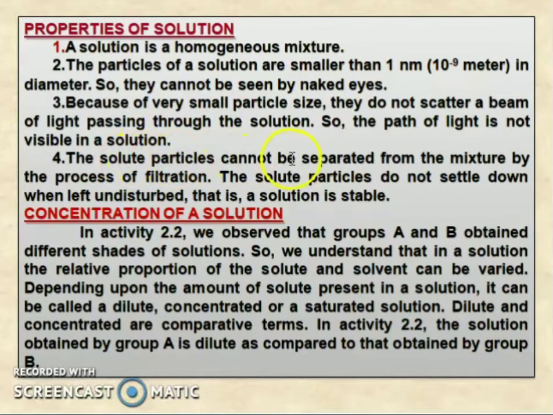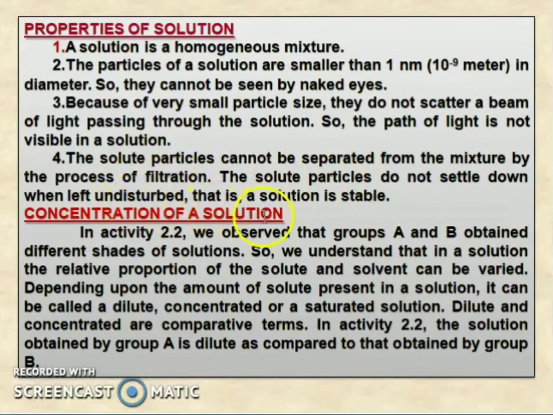The solute particles cannot be separated from the mixture by the process of filtration. The particles do not settle down when left undisturbed, so the solution is stable. So these are the properties of a solution.